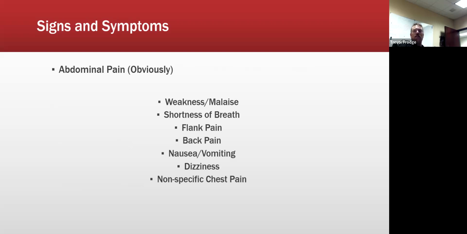And that might just be weakness or malaise. You might get some shortness of breath, some flank pain, some back pain, nausea, vomiting, dizziness, and then also nonspecific chest pain. Nonspecific chest pain, think of things like indigestion, things that we might get called for, but that is actually attributed to some type of abdominal issue.